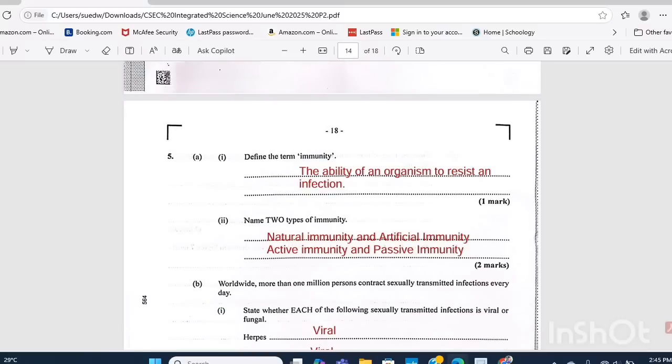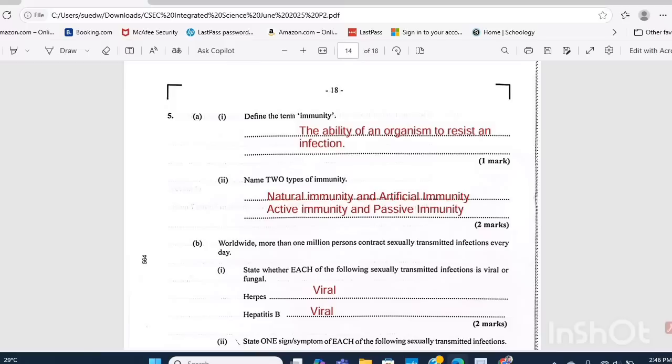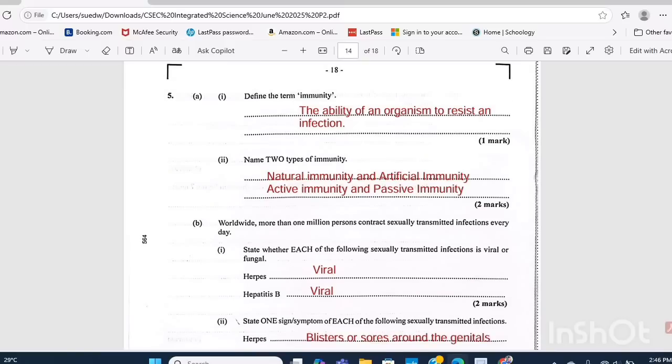So worldwide, more than 1 million persons contract sexually transmitted infections every day. State whether each of the following sexually transmitted infections is viral, meaning caused by a virus, or fungal, caused by a fungus. We have herpes and hepatitis B, and both of them are viral. So even if you are guessing, you must have gotten one right.